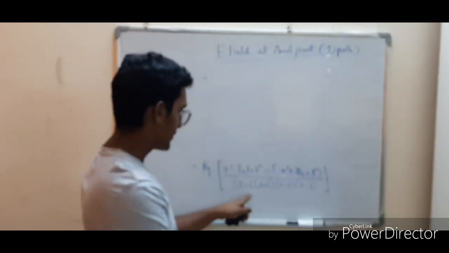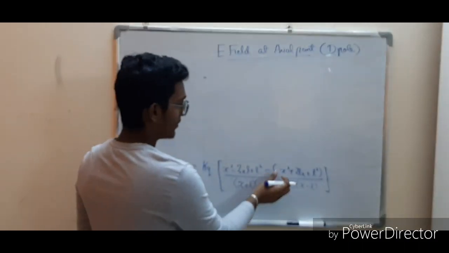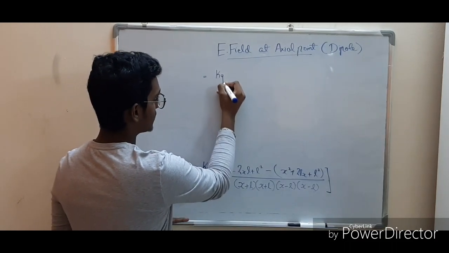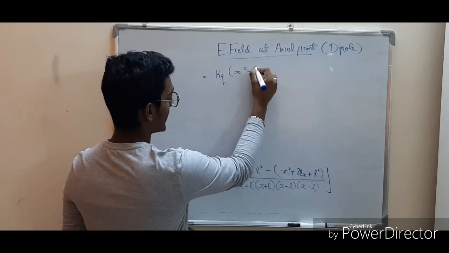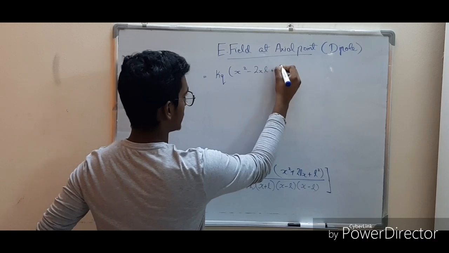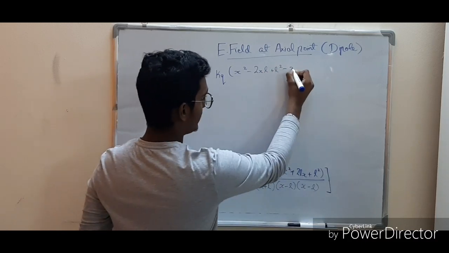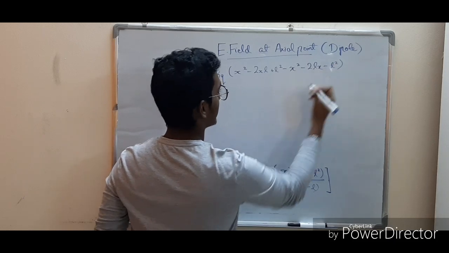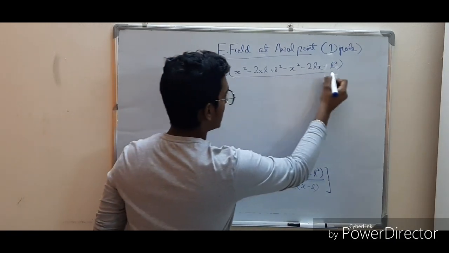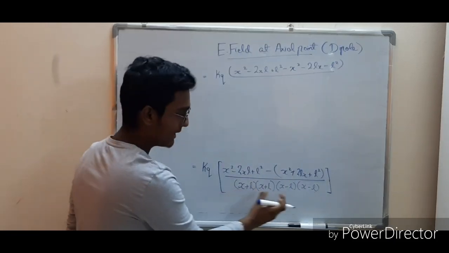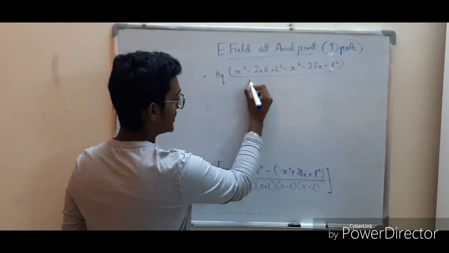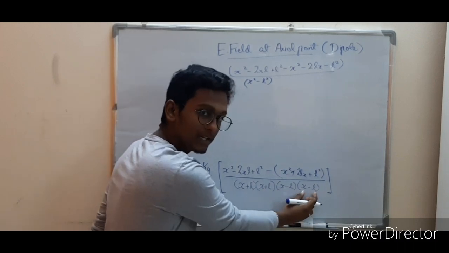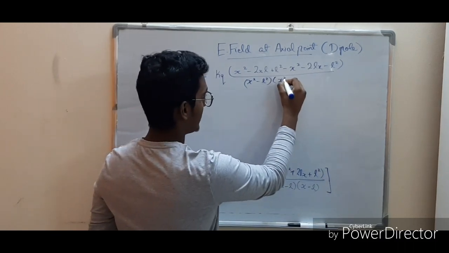Okay, so now we're going to simplify this. First, open the brackets on the top. So we'll have x square minus 2xL plus L square minus x square minus 2Lx minus L square. This is the numerator. And the denominator is going to be x plus L into x minus L, which is x square minus L square, x plus L into x minus L, which is again x square minus L square.